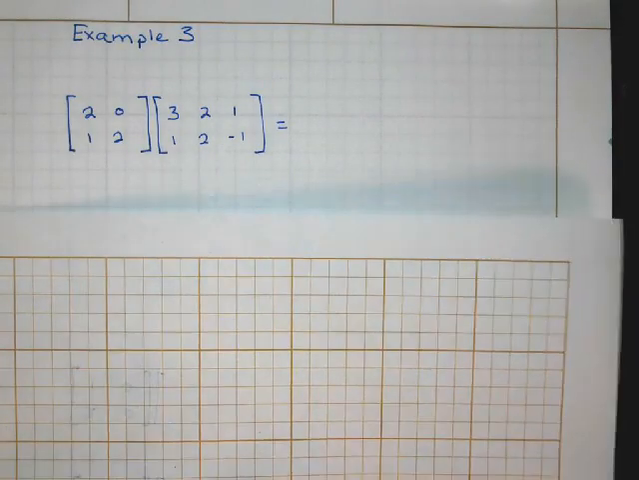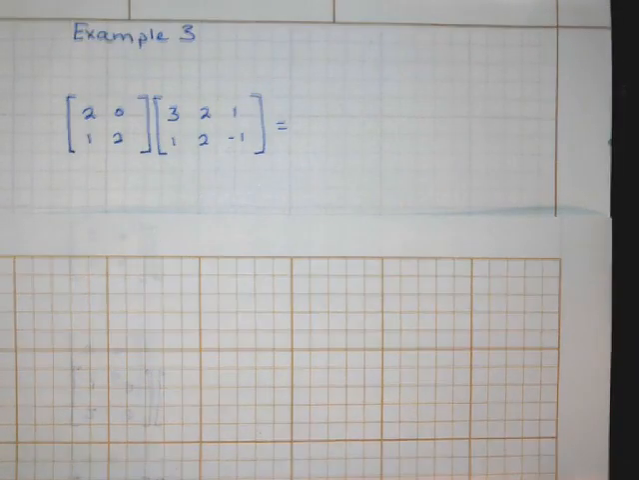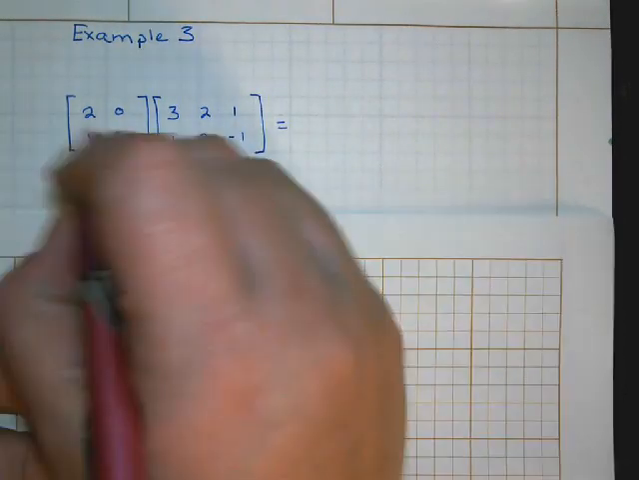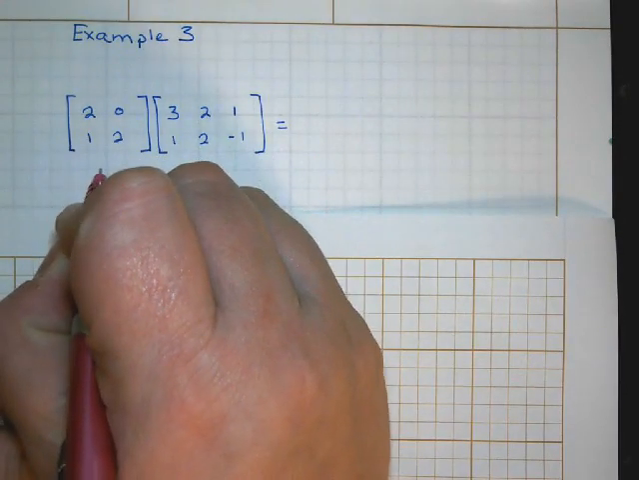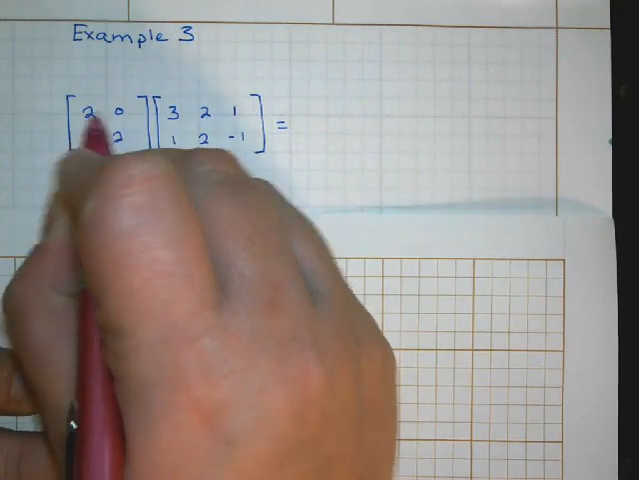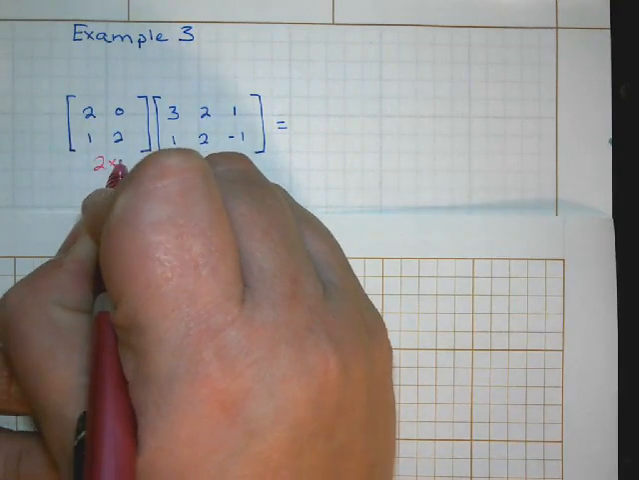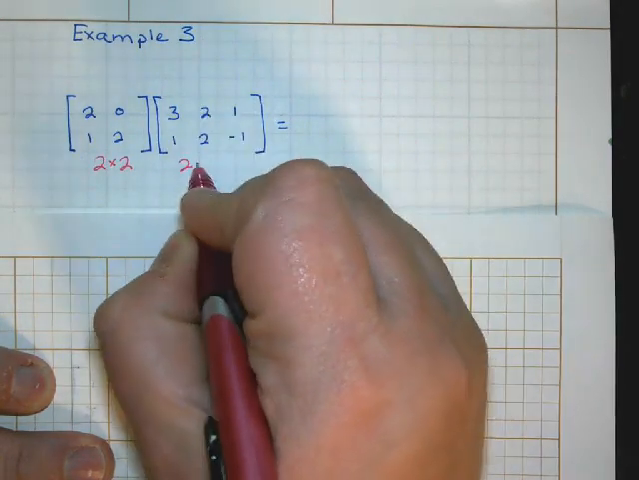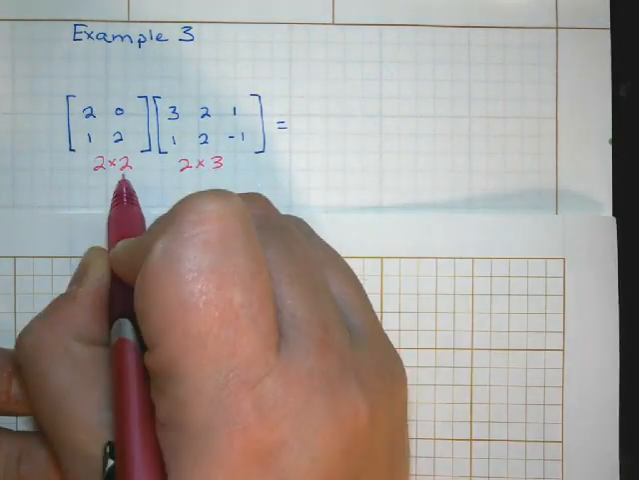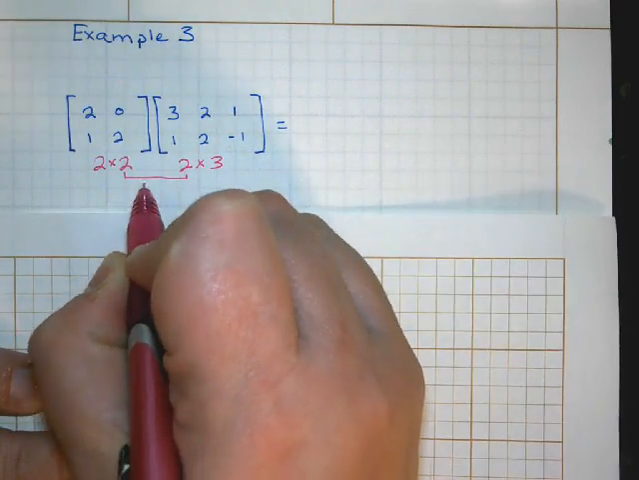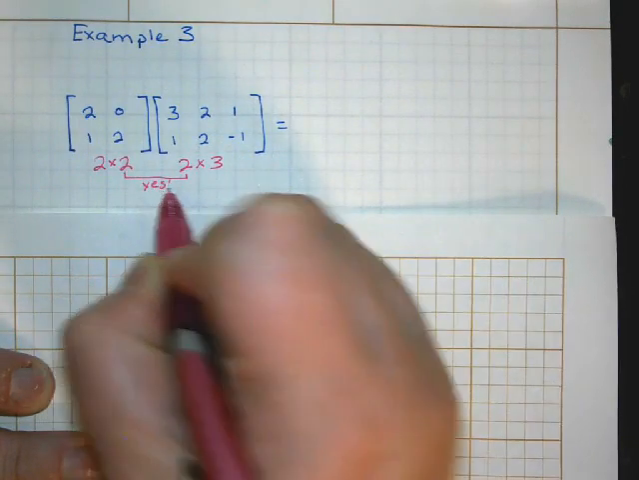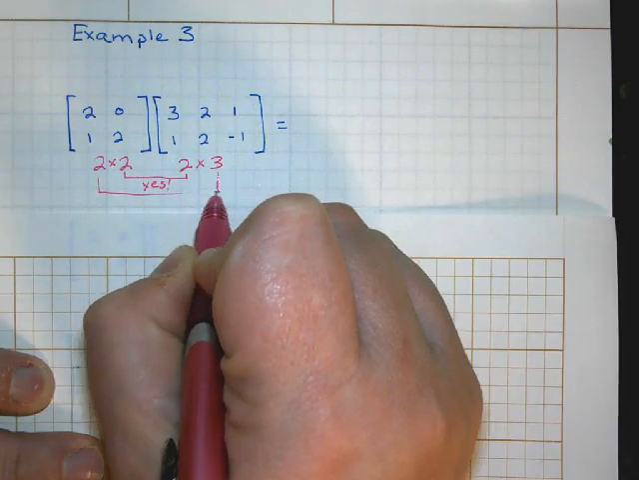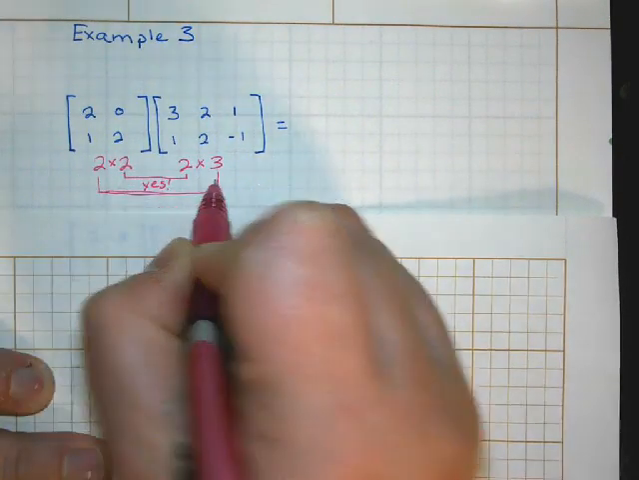Okay, I have here example 3 from the PowerPoint, how to multiply matrices. And I'm going to start off the same way I always do. I'm going to write out the dimensions of these matrices. The first one is 2 rows, 2 columns, 2 by 2. This is 2 rows, 3 columns, 2 by 3. If my inners match, which they do, I can multiply. And then the outer dimensions tell me how big my answer is going to be. So it's going to be a 2 by 3.